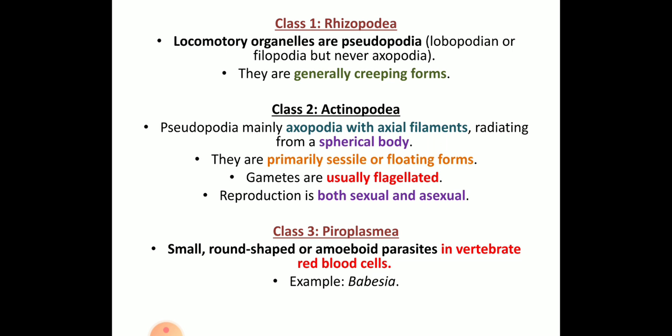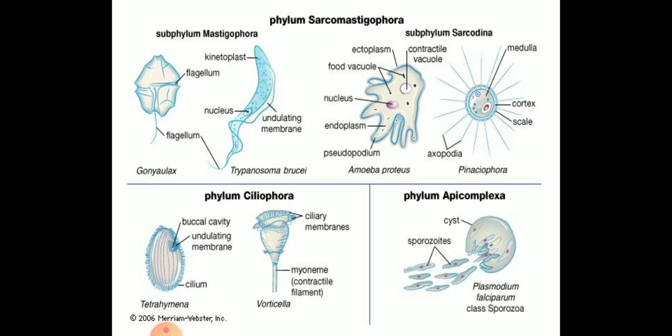These piroplasmal animals, they are small, round shaped, amoeboid parasites in vertebrates. So usually you can find these in RBC, that is red blood cells. So example will be Babesia. So these are the examples which I have noted.